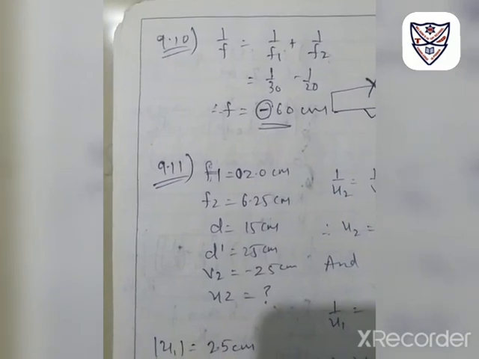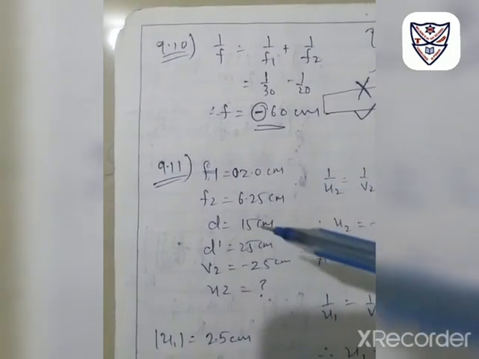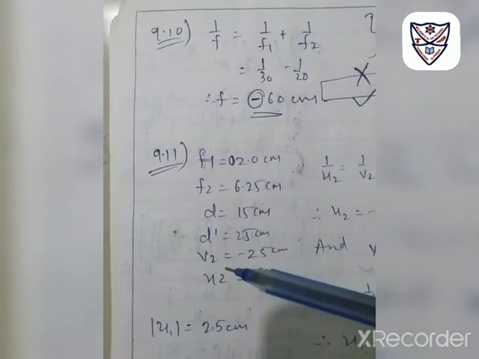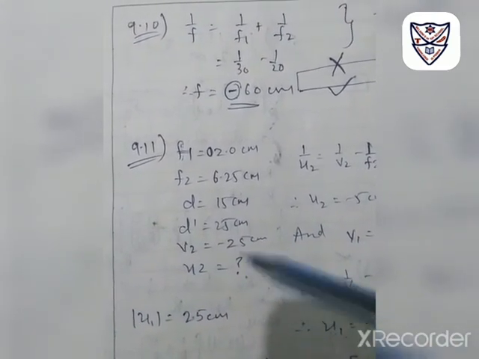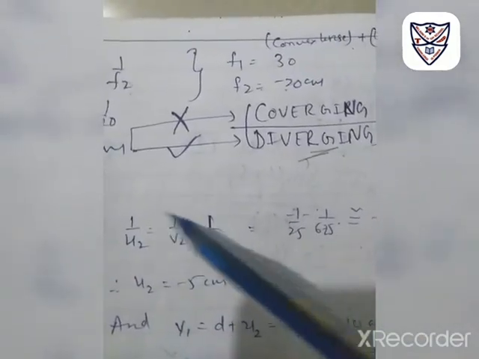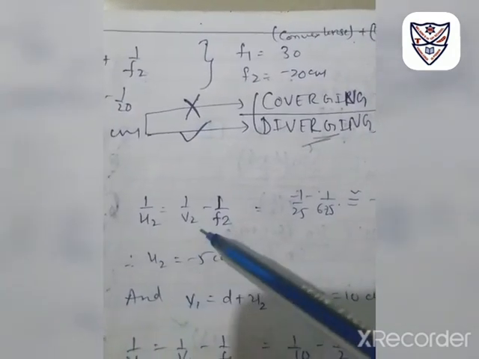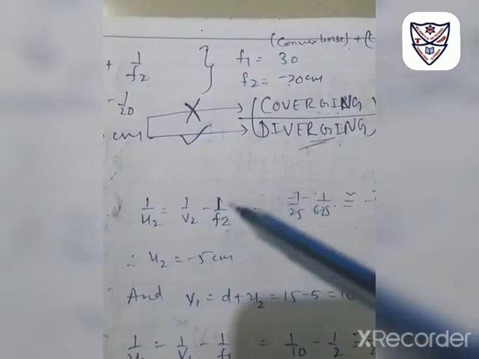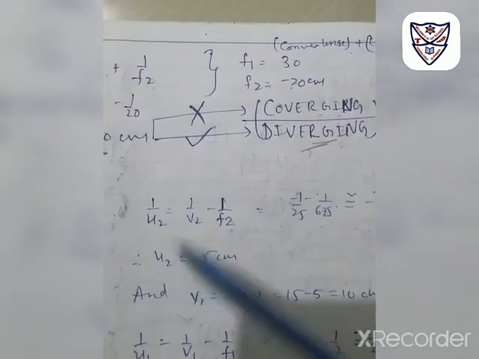Now go through question number 9.11, where they have given you two focal lengths, and a distance between image and object, u2 and v2 is given, where you have to find the u2 object where it will be placed. First, initially same thing, you will use the mirror formula and find the value of u2. It's very simple, 1 upon u2 is equal to 1 upon v2 minus 1 upon f2. These two values you know, just place them and you will get your value of u2.